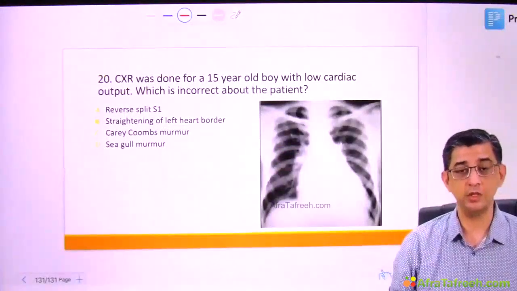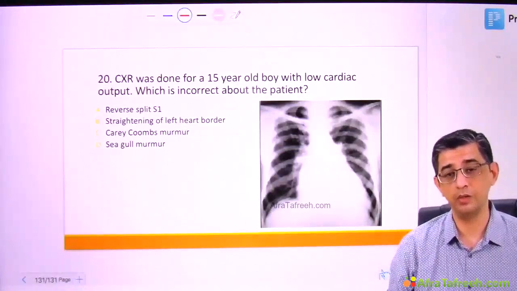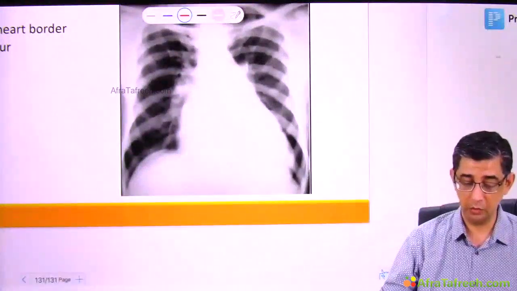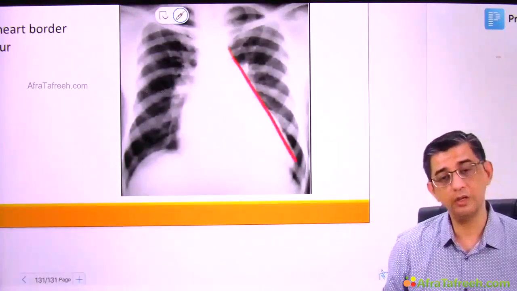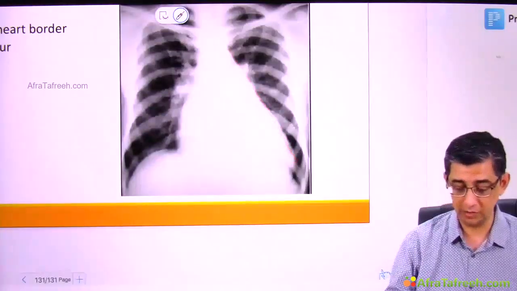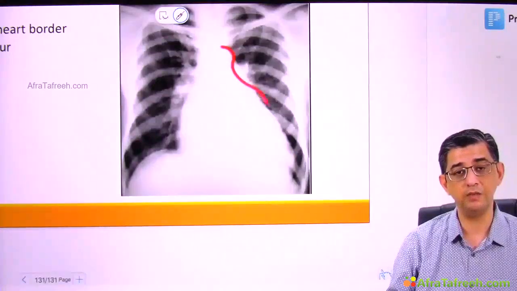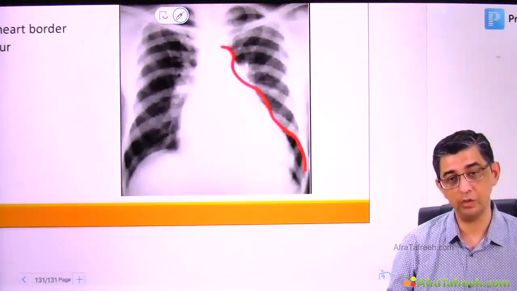Coming to the next question, he's talking about a chest x-ray of a 15-year-old boy with a low cardiac output. What is wrong about the patient? If you look at the x-ray, one of the very characteristic features that you will notice here will be straightening of the left heart border. I mean, the normal cardiac border is obviously not going to appear like this. We always have an aortic knuckle, then a slight concavity, then the left atrial appendage, and then the left ventricle. This is how the normal cardiac left-sided border should appear.